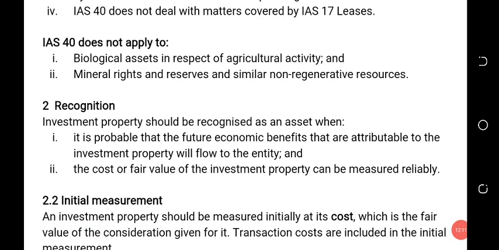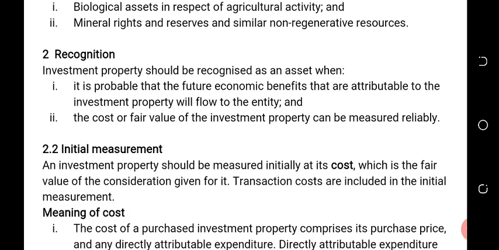IFRS 6. Now let's talk about recognition. What is recognition in IAS 40? Investment property should be recognized as an asset only when, one, it is probable.